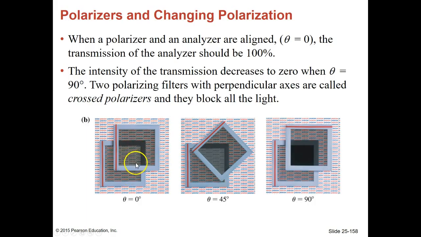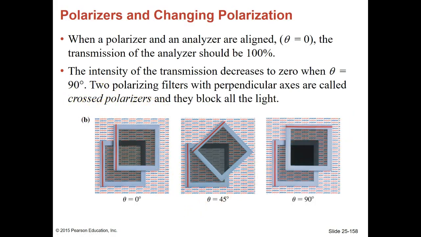For example, let's say that the angle that I have is 0 degrees. That's going to allow all the light to come through. You'll notice that the background is the polarizer, this is our analyzer, and we're letting all the light through. If we do it at a 45-degree angle, now we get a less intense light. And then if we do it at 90 degrees, we should get 0 light coming through. Two polarizing filters with perpendicular axes, we call crossed polarizers.